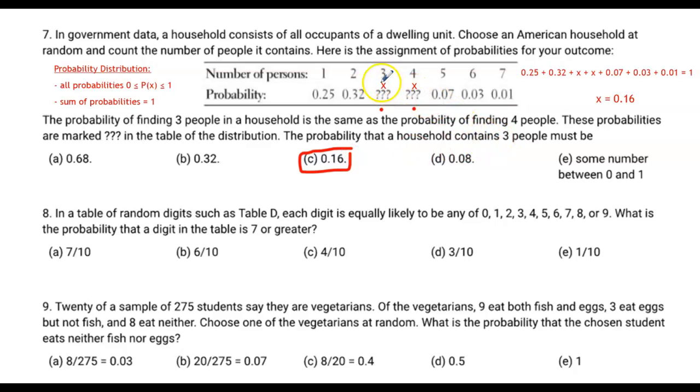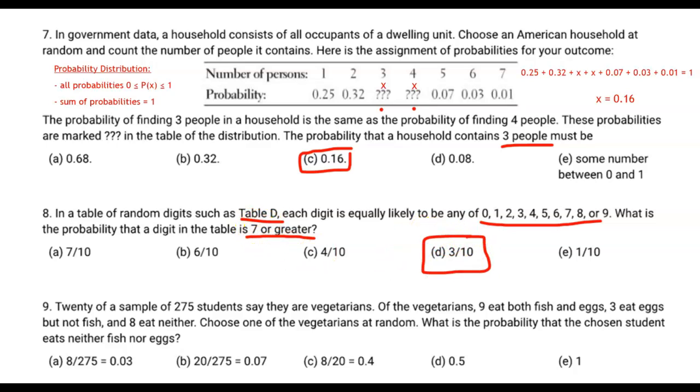We're looking for the value of x, which is the probability that a household contains 3 people. In a table of random digits, such as table D, sometimes also referred to as table A, there are all sorts of tables, really. Each digit is equally likely to be any of these values. What's the probability that a digit is 7 or greater? Well, I know 7 or greater is either 7, 8, or 9. So that's 3 out of 10.